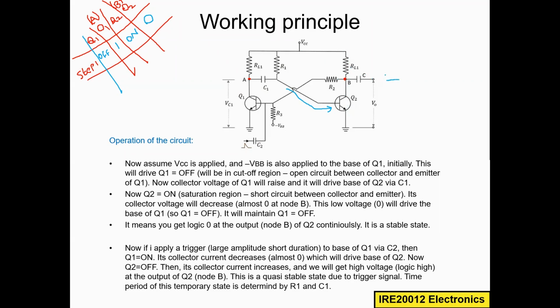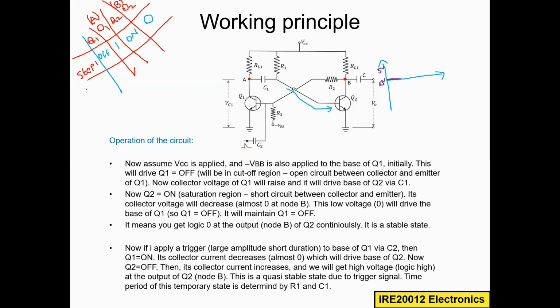If you make a graph, then let us say this is the x-axis and this is the y-axis. Let me take another color. So I have a logic 0 at the output. This is 0 volt and this is 5 volt. This is step 1.